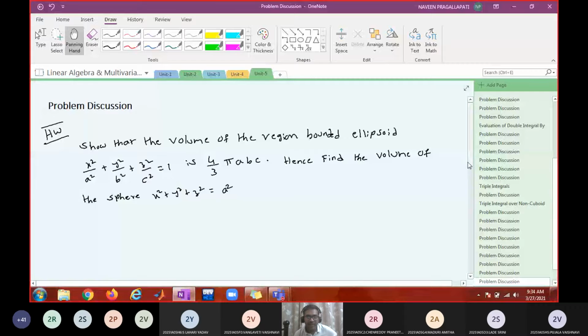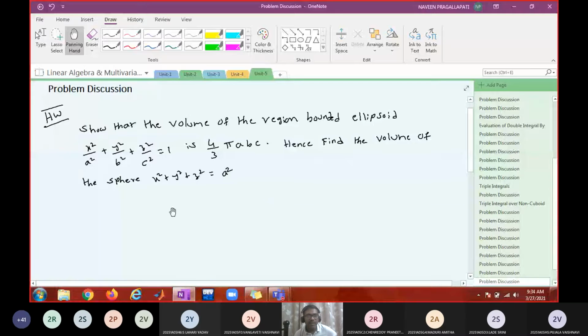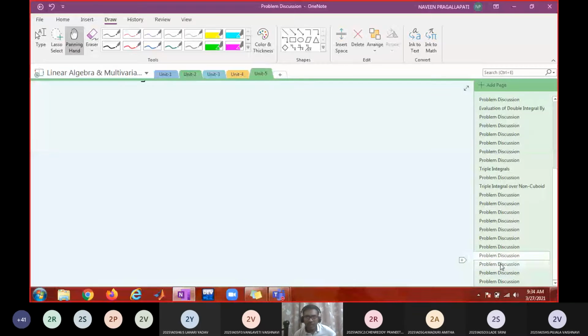Will you try this problem? It only uses your skill of integration. Yes, sir. Okay, try this problem. If you're not able to do it, please let me know next week and I will demonstrate.